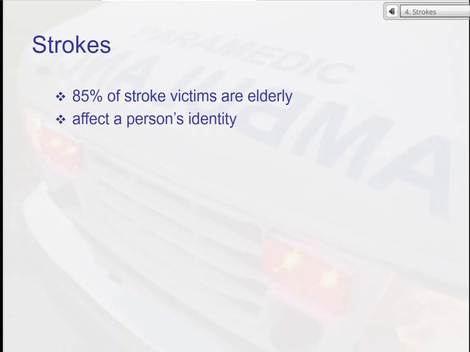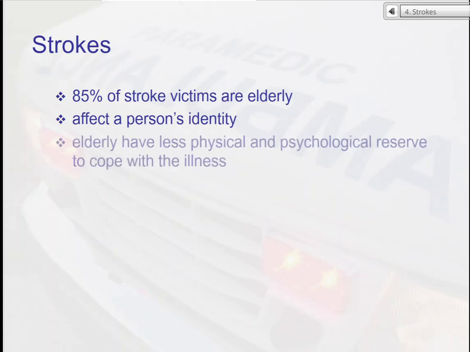And oftentimes, we see them when they've had a stroke in the past, not necessarily acutely, and it affects not just their personal identity, but a lot of functions: swallowing, eating, communicating, and so on and so forth. And the elderly have less of a physical and psychological reserve to cope with illnesses such as strokes.